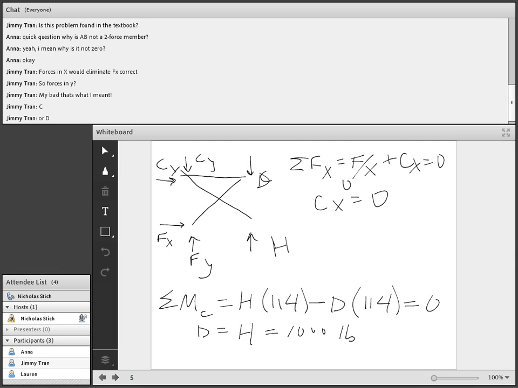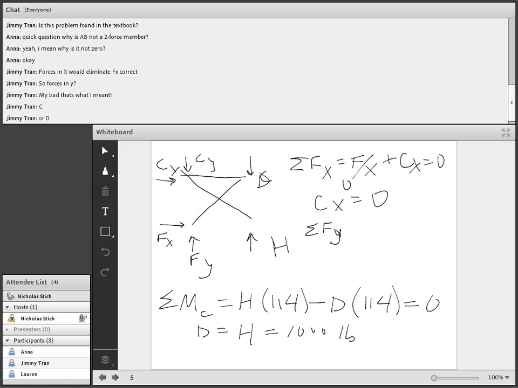Next up, we can go ahead and do some of the forces in the Y. I guess we have two options here. We can do the sum of the forces in the Y to figure out that Cy is equal to 1,000 pounds, because H and D are equal to each other, so Fy and Cy are going to have to be equal to each other. One way of doing that is by using the sum of the forces in the Y, or another way is taking the moments, this time about point D, and it would give us the same result. I'll go ahead and just write it out this way.